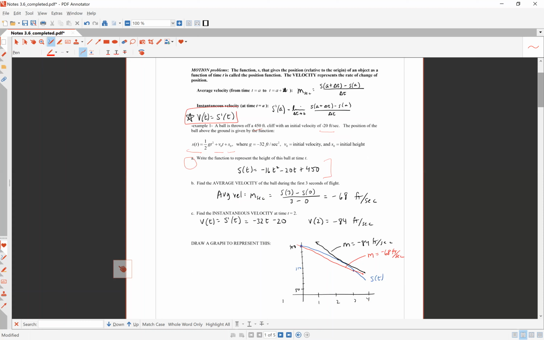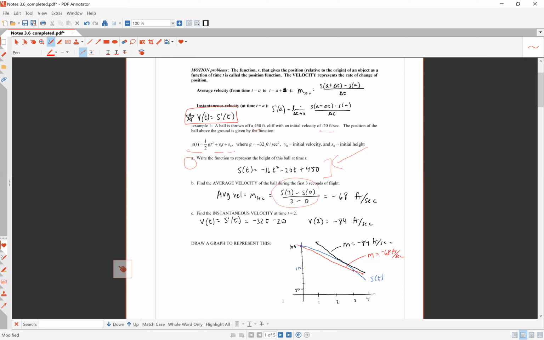The average velocity after 3 seconds: we've seen this before, maybe more at the beginning of the course, which really wasn't that long ago. We just measure the slope going from 0 to 3 of that function. So it's S of 3 minus S of 0, divided by 3 seconds. I'll let you verify that it turns out to be negative 68 feet per second. We know S of 0 is just 450, so you can plug 3 into this function and calculate that.